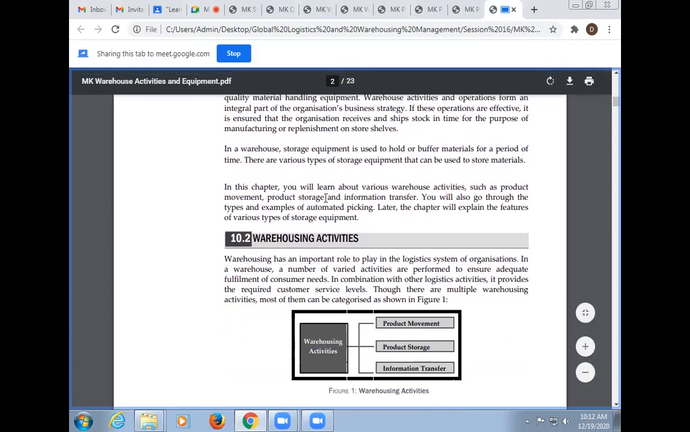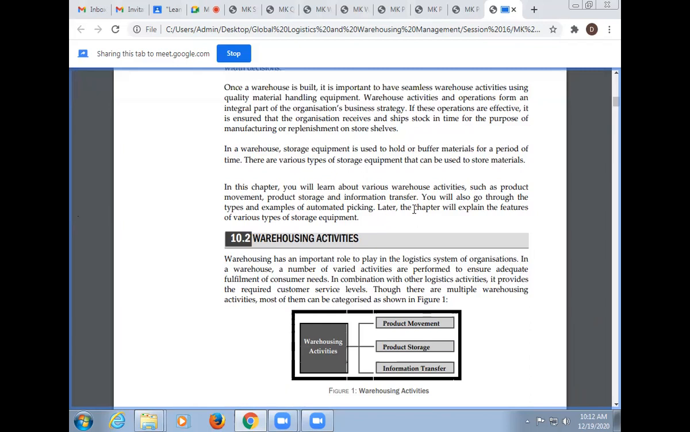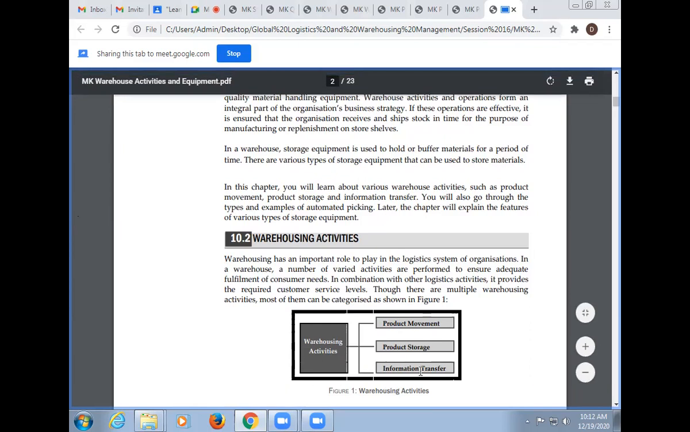In this chapter, you will learn about the various warehouse activities such as product movement, product storage, and information transfer. These three types of warehouse activities are there: product movement, product storage, and information transfer. You will also go through the types and examples of automated picking. Later, the chapter will explain the features of the various types of storage equipment.